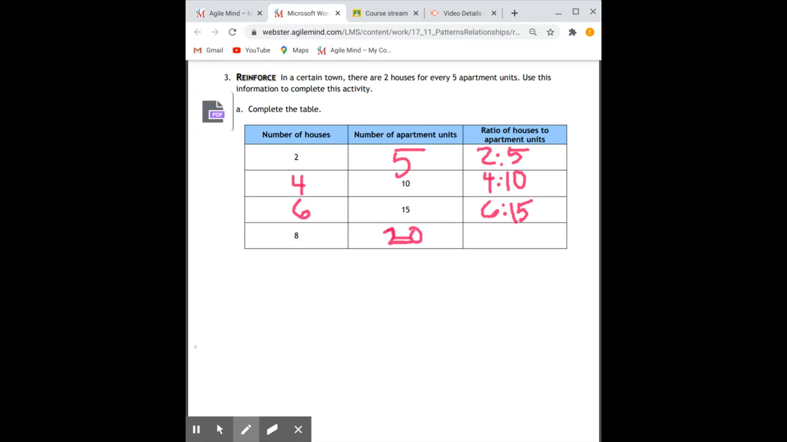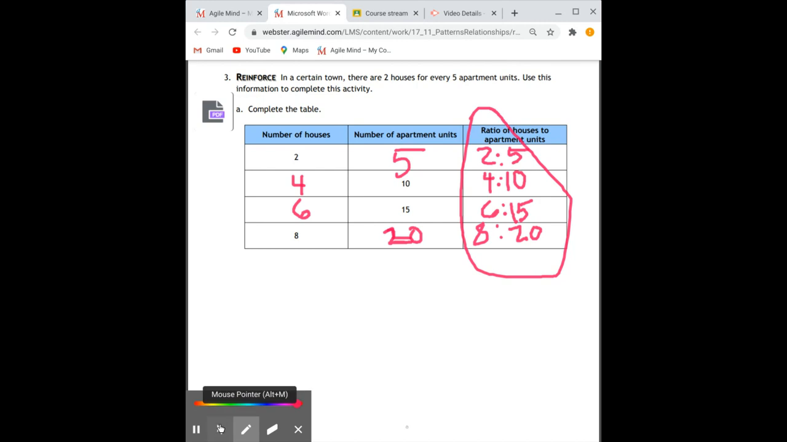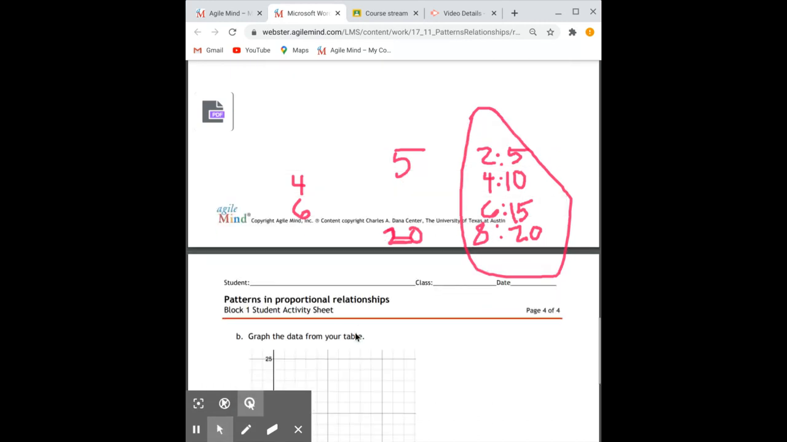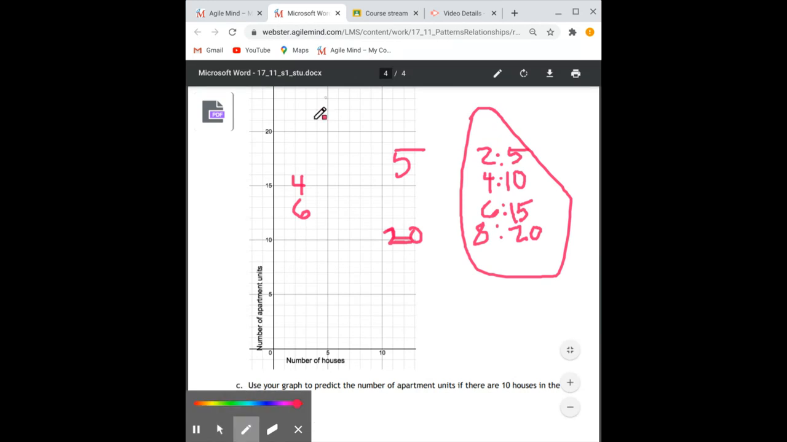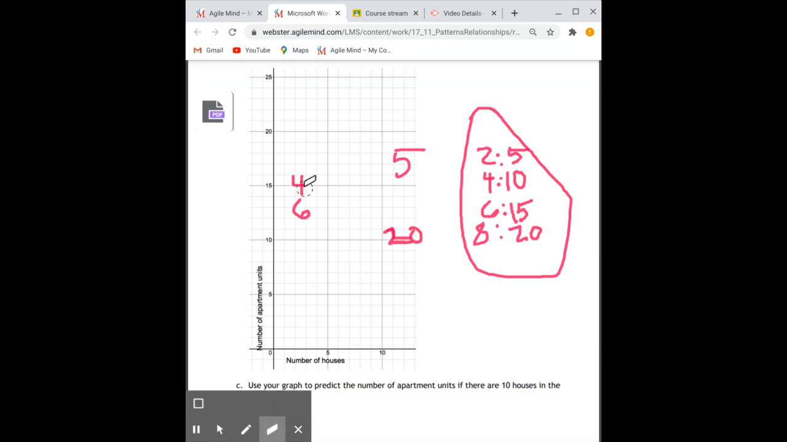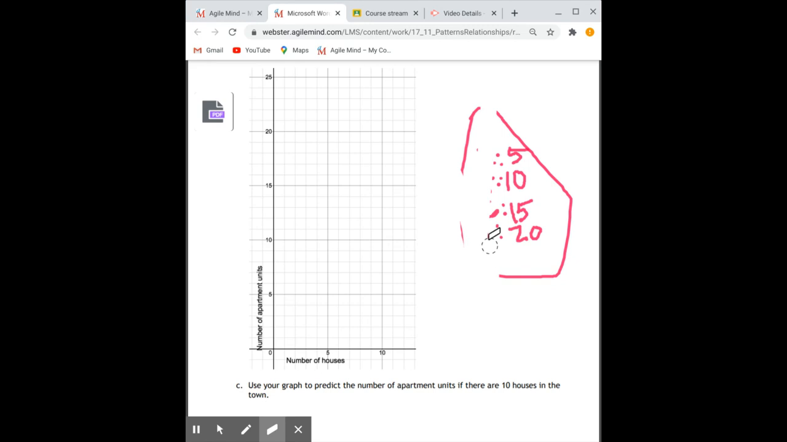That means that the 20 is there because 5 times 4 is 20 and 2 times 4 is 8. Correct. And so we get 8 to 20. Now we got to take these right here and we have to graph them ourselves. So I want everybody to go and graph those right now in this area. It's on page 64.